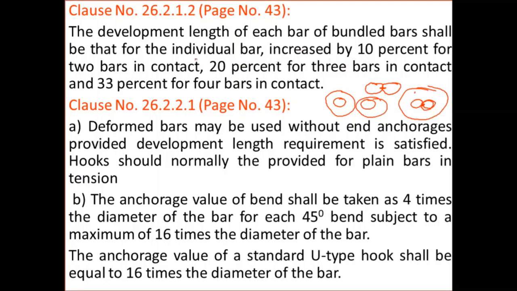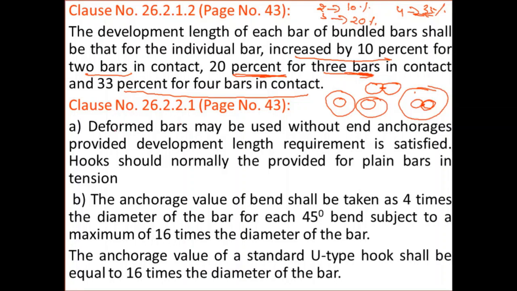If two bars are bundled, development length has to be increased by 10%, and by 20% for three bars in contact. If three bars are bundled, it has to be increased by 20%. And if four bars are in contact, it has to be increased by 33%. So for two bars, 10%; for three bars, 20%; for four bars, 33%.